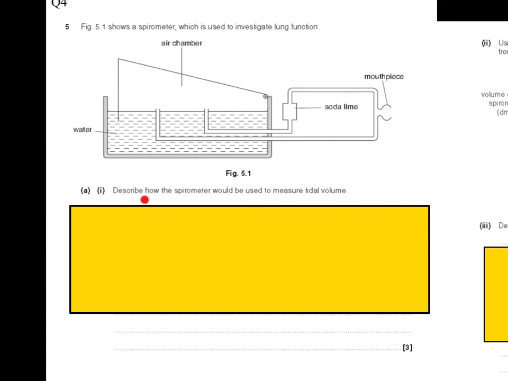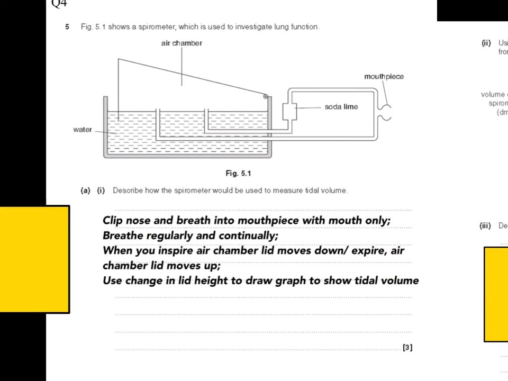Okay, so describe how the spirometer would be used to measure tidal volume. So remember, tidal volume is your normal natural breathing rate at rest, no forced breath or no forced vital capacity or anything like that. The first thing you do is you clip your nose and breathe into the mouthpiece with the mouth only. You don't want to have your nose open as well, because maybe some of the air would escape out your nose and not all of it will go from your lungs into this system.